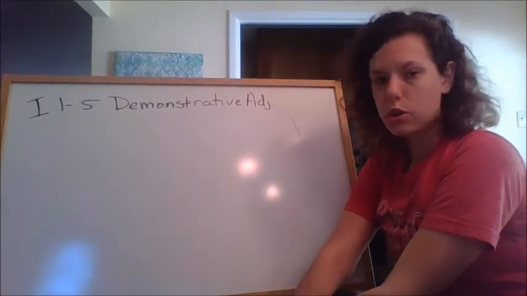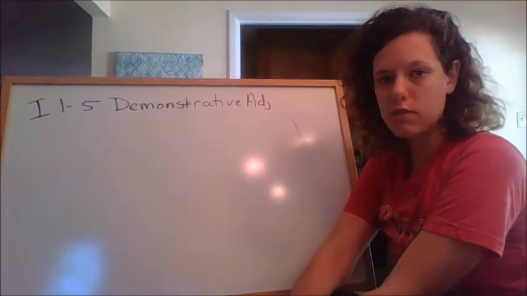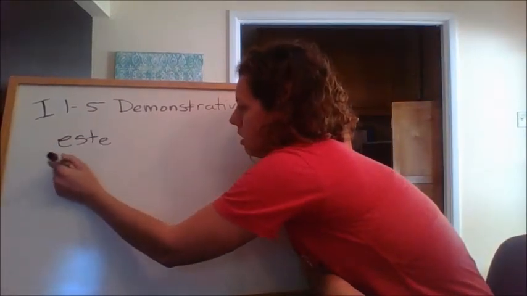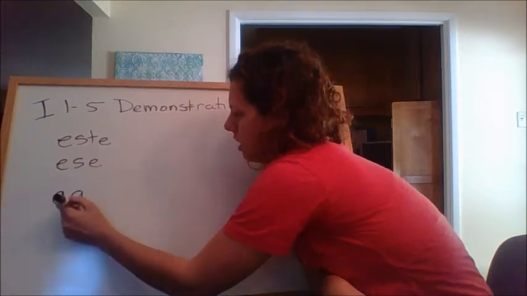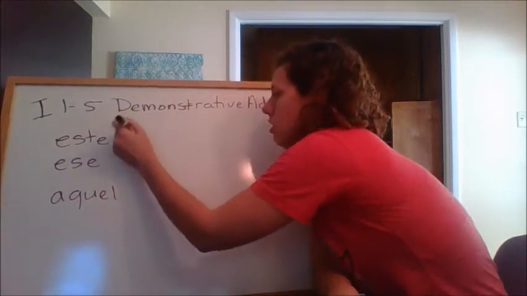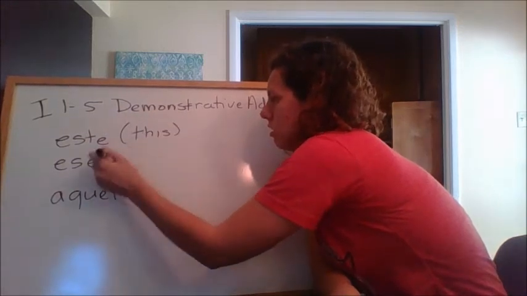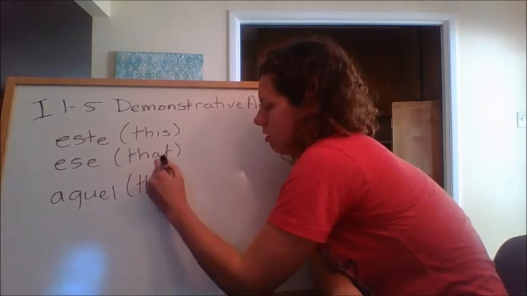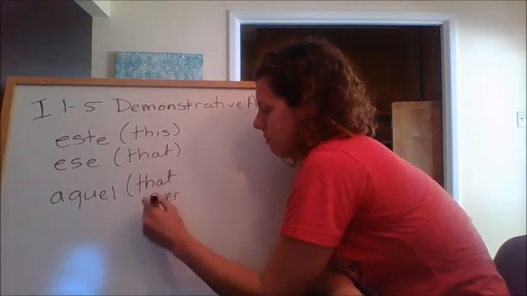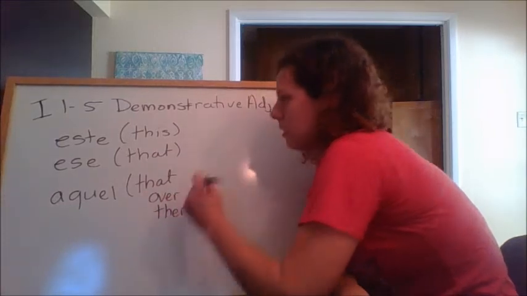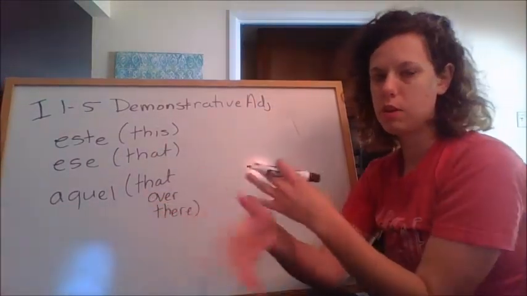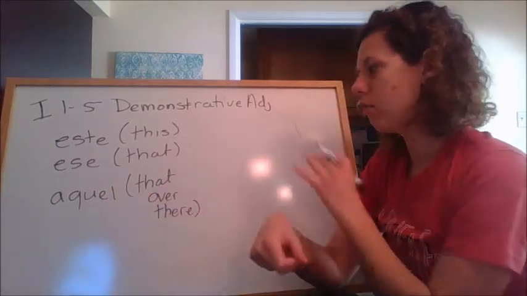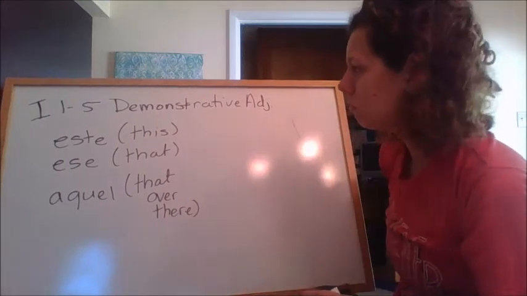The first section is questions 1 through 5. Part 1, demonstrative adjectives. So that's going to be este, ese, and aquel. Okay. This, that, and that over there. So this is something within the speaker's reach. That is within the reach of the person they're talking to, and that over there is within no one's reach.